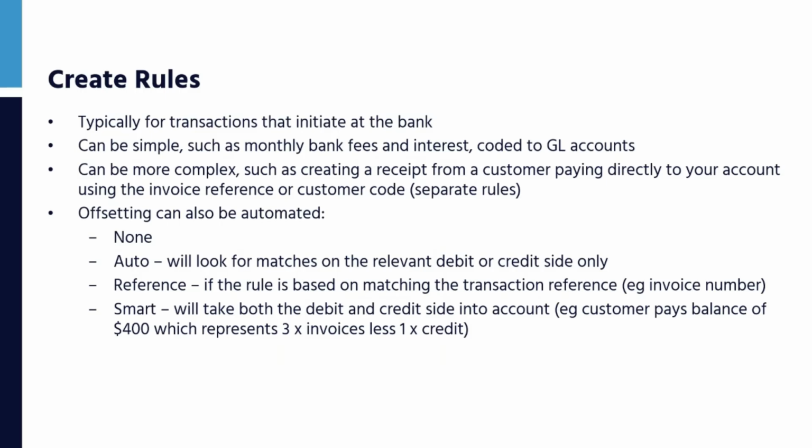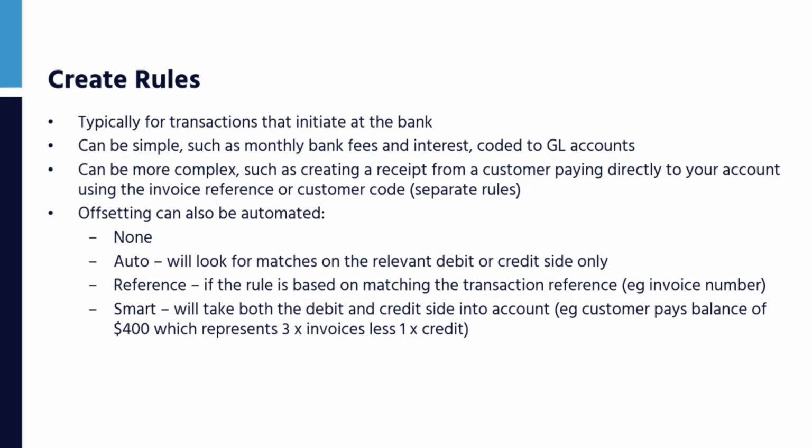So the offsetting choices that you have, you can set it to none if you just want it to sort of go, okay, I've recognized this customer, we're going to put that money on the customer account, but perhaps someone else is handling the allocations of the offsets, so you don't want the bank feeds to do that. Then there's the auto option, and what will happen is that will look for matches on the relevant debit or credit side only, so that's usually if you only have invoices going out to customers, auto is absolutely fine.